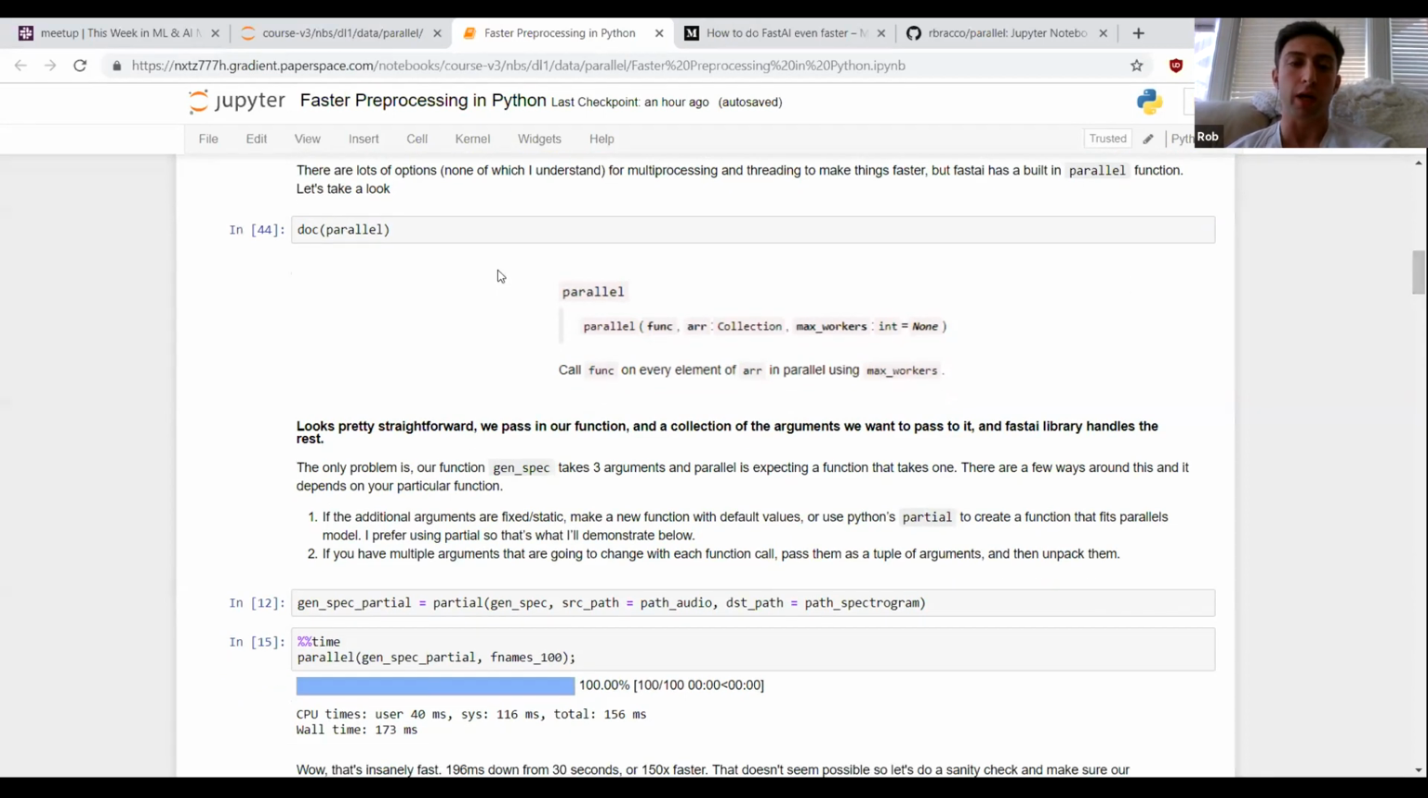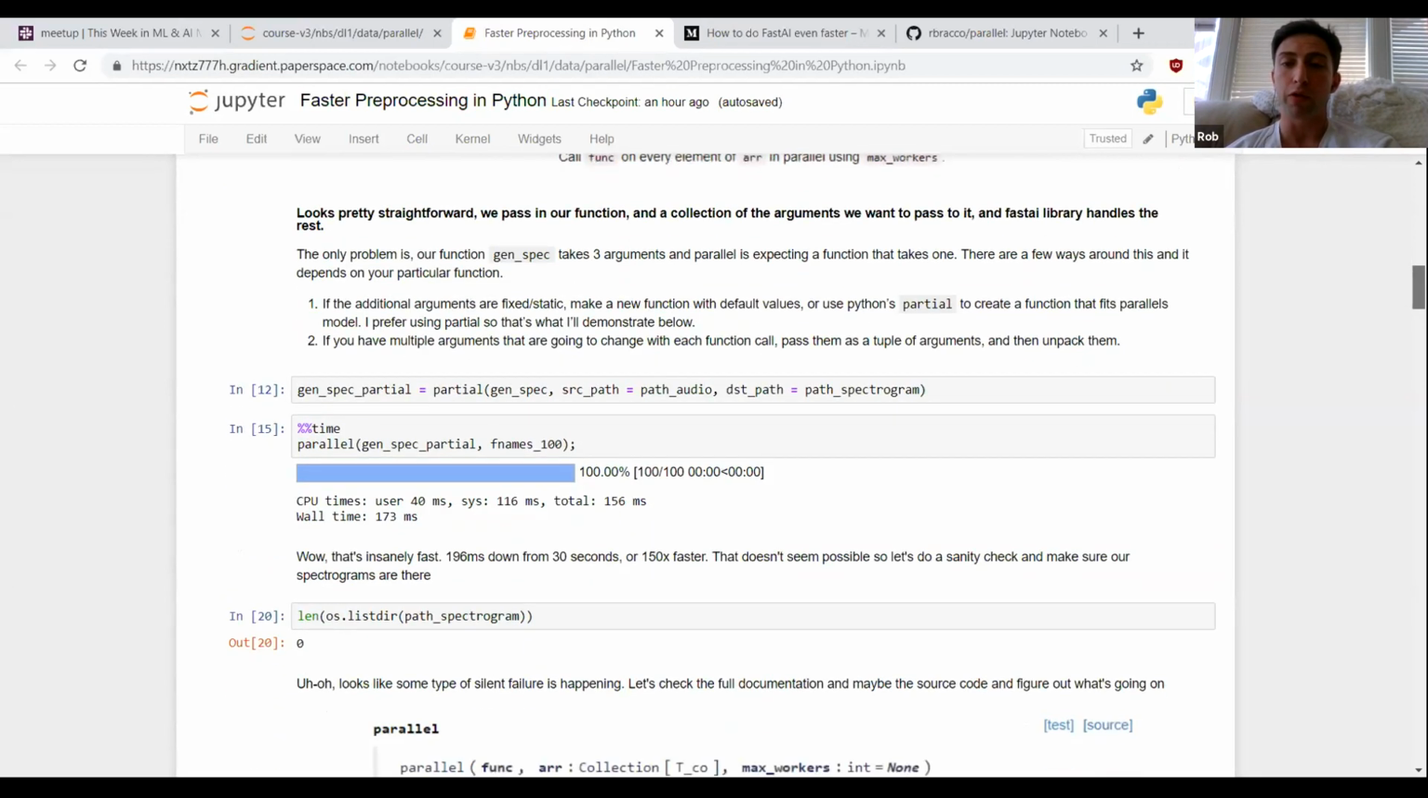So if we check out the docs here, you can see parallel. It takes a function, takes a collection, and calls the function on every element of the collection in parallel for you. So it seems really simple. You just chuck in your function and the arguments you want to run. Maybe you have a list of 1,000 things you want to pass to your function one at a time. It'll run them in parallel, handle multiprocessing, and you don't have to worry about it.